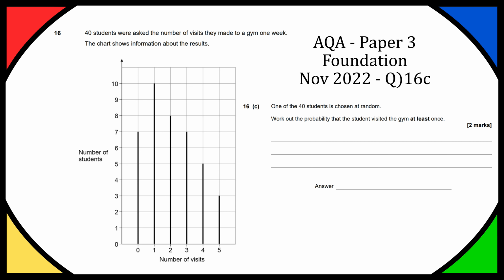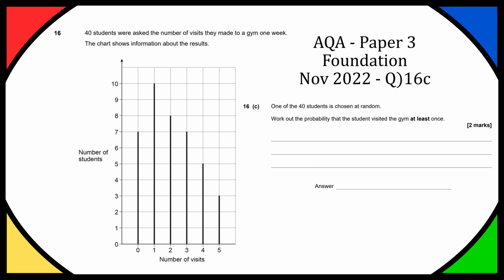On the y-axis it has the number of students, and on the x-axis it has the number of visits. And using this chart you can see how many students visited either 0, once, twice, 3 times, 4 times, or 5 times to the gym in that week. So for example, 7 students went 0 times that week, 10 students went once, and so on and so forth. So question 16C says, one of the 40 students is chosen at random. Work out the probability that the student visited the gym at least once, and it's a 2-mark question.